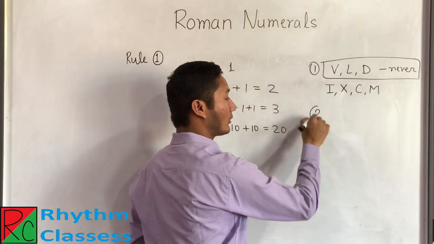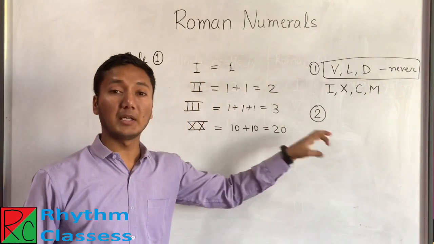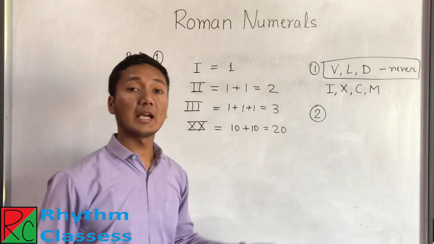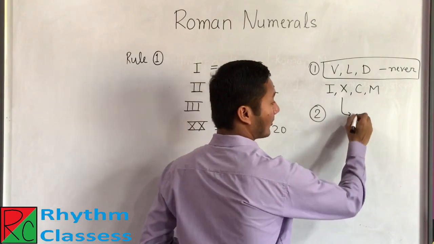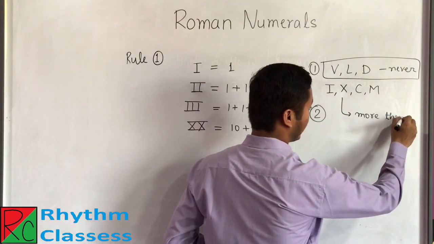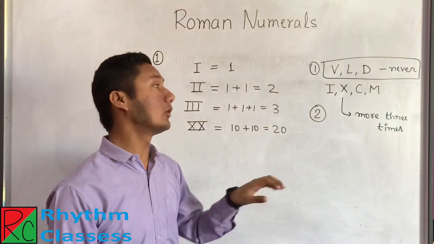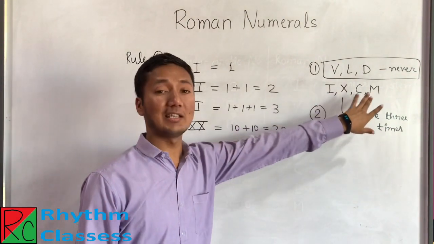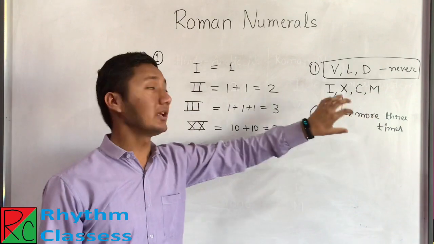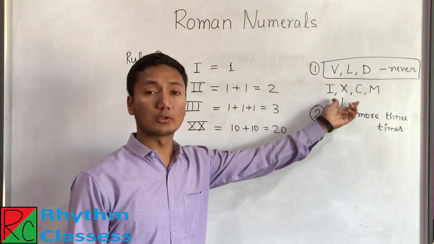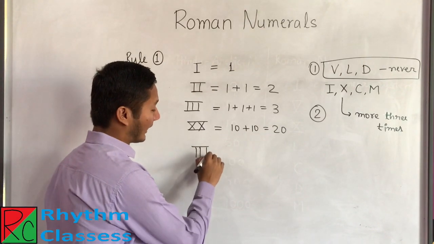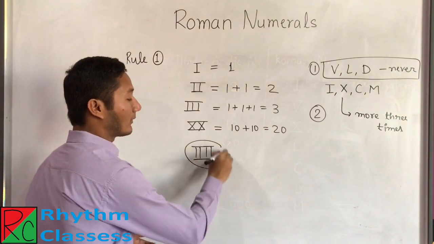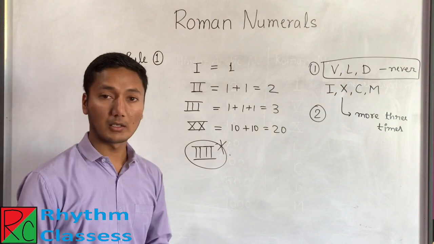Caution number 2: we cannot repeat a letter more than 3 times. That means we can only repeat I, X, C and M, but we cannot repeat these letters also more than 3 times. We cannot write IIII. It will be wrong. Okay?